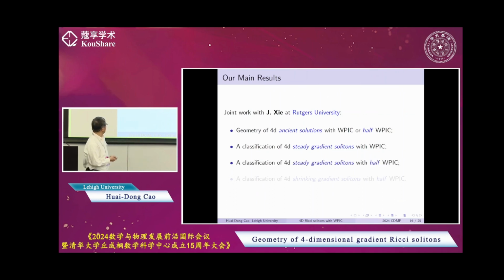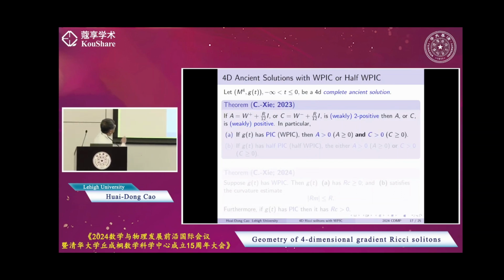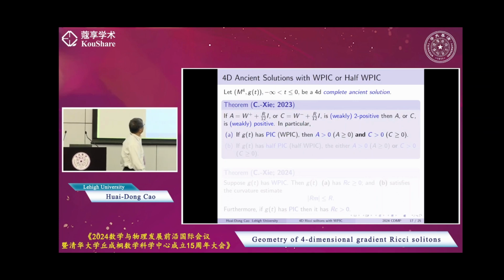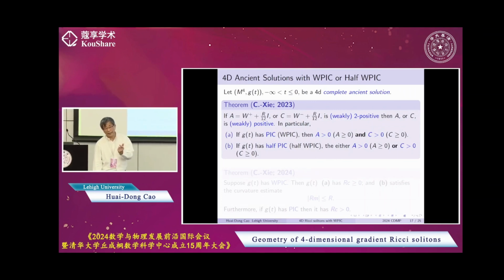So for ancient solutions, what we can prove is, recall that we got this A and C matrix, and weakly two-positive means they both are two-positive. And so what we show is, like in the Hamilton case, this is a weaker version, you gain some more positivity. You start with A and C weakly two-positive, and it turns out they actually are weakly positive definite. Not just the sum of these eigenvalues non-negative, but the least eigenvalue of A and C are non-negative. This turns out to be very useful.